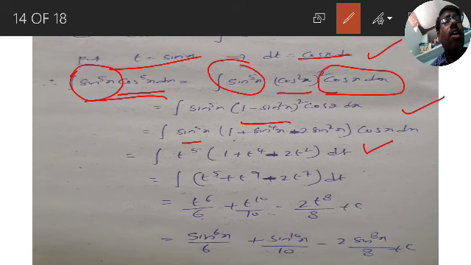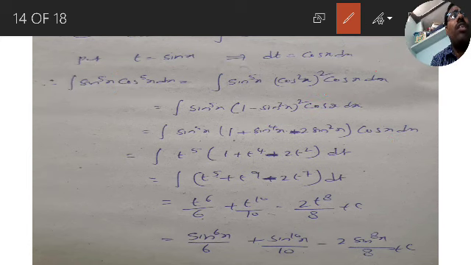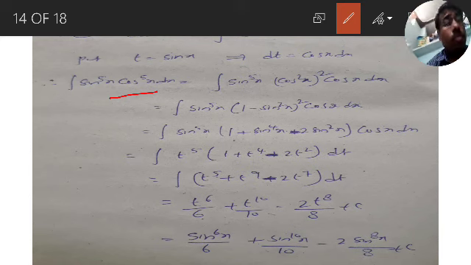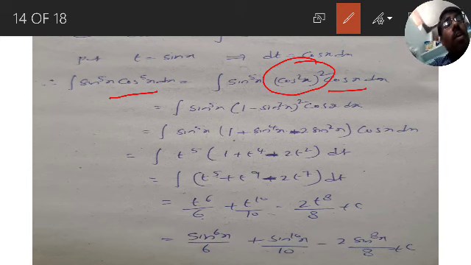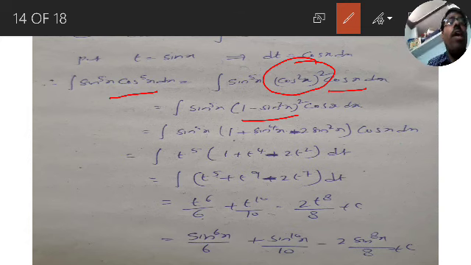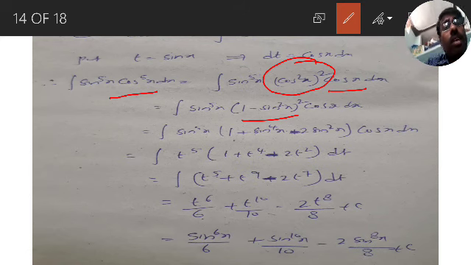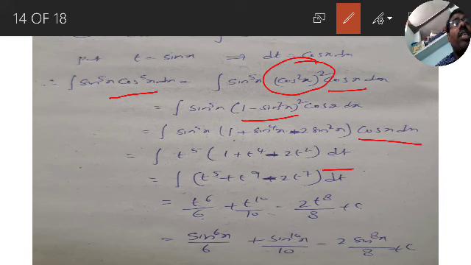Are you getting? What is the new thing here? Cos power of 5. We need cos x. So cos power of 4 into cos x. Cos power of 4 can be written as cos square whole square, and cos square is equal to 1 minus sin square, whole square. A minus b whole square, a square plus b square minus 2ab. That is t power of 5 into 1 plus t power of 4 minus 2t square into dt. Substitution: cos x dx is equal to dt and sin x is equal to t.